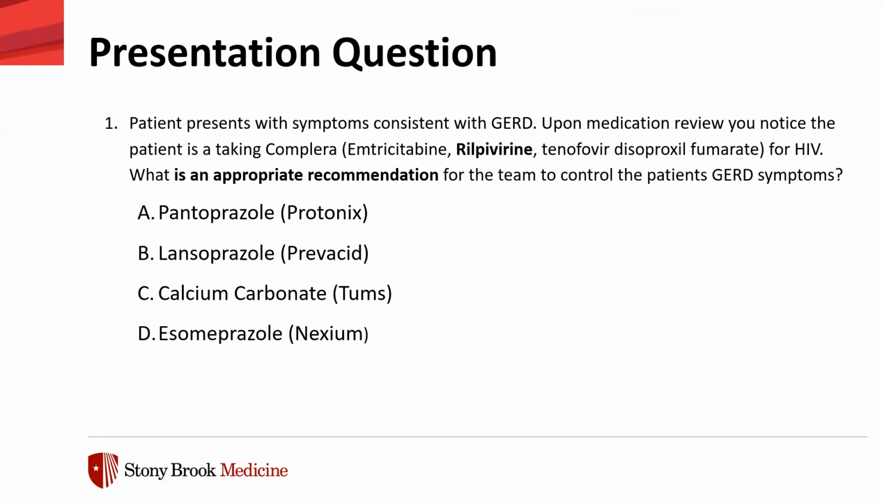Correct. So the answer here is C, Tums. And the key point here is that rilpivirine requires an acidic gut for absorption, and it should be avoided with all proton pump inhibitors. We can recommend the use of H2RAs and antacids as long as it is adequately separated.